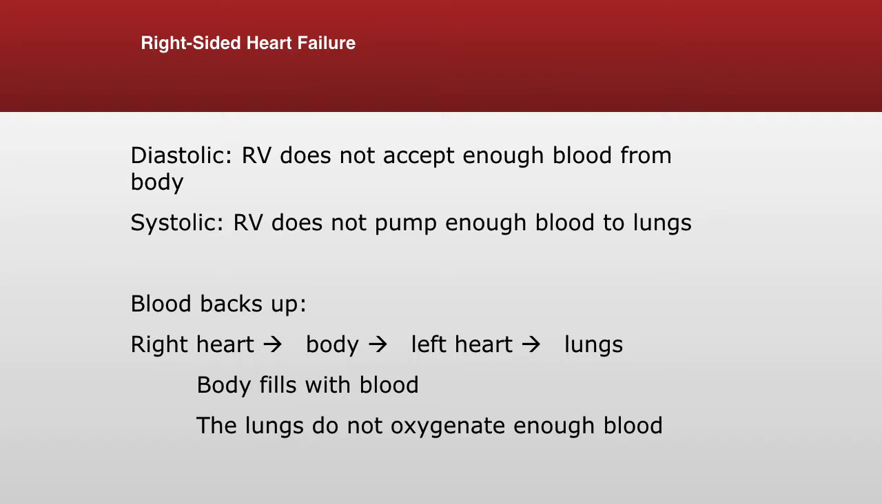In right-sided heart failure with the diastolic, the right ventricle does not accept enough blood from the body. So in other words, there hasn't been enough pressure to get it to go into the right ventricle. And systolic, the right ventricle does not pump enough blood to the lungs. So as the blood backs up, it doesn't go into the right heart, so there's still a lot of blood left in the body.